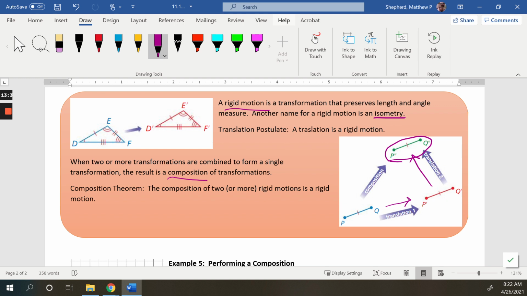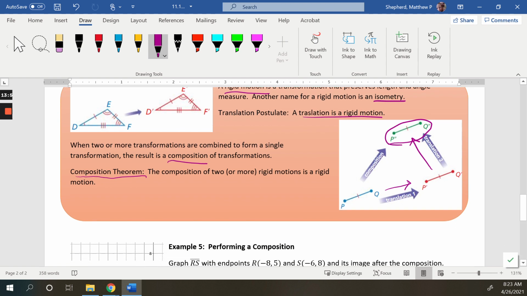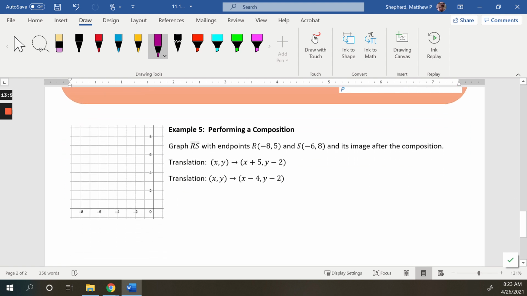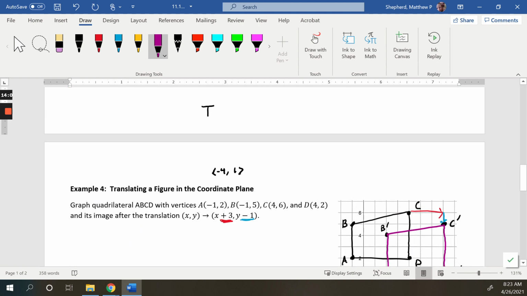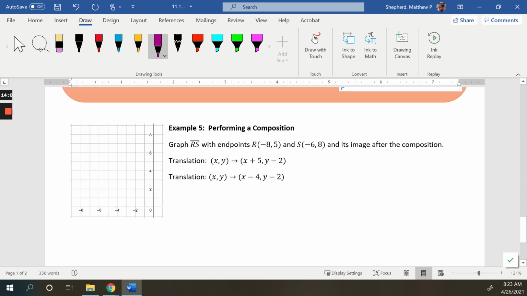Okay. Now, if a single translation is a rigid motion, the composition theorem states that the composition of 2 or more rigid motions is itself a rigid motion. All right, so if I do one translation, which keeps the shape the same, and then I do a second translation, which also keeps the shape the same, then the combining of the 2 of them should represent a rigid motion. It keeps the shapes the same. So that's what we're going to do for this final problem right here.